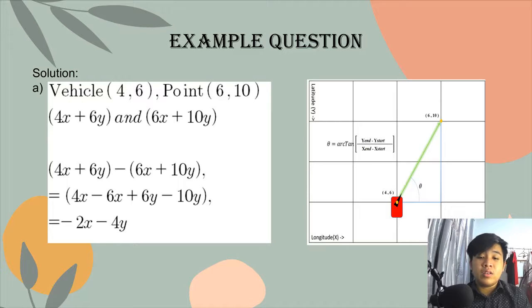In the subtraction, we need to subtract the same letter or same element, just like Syafiq explained earlier. We all know that we need to subtract the same letters. So it should be 4x minus 6x plus 6y minus 10y. So it should be negative 2x minus 4y.